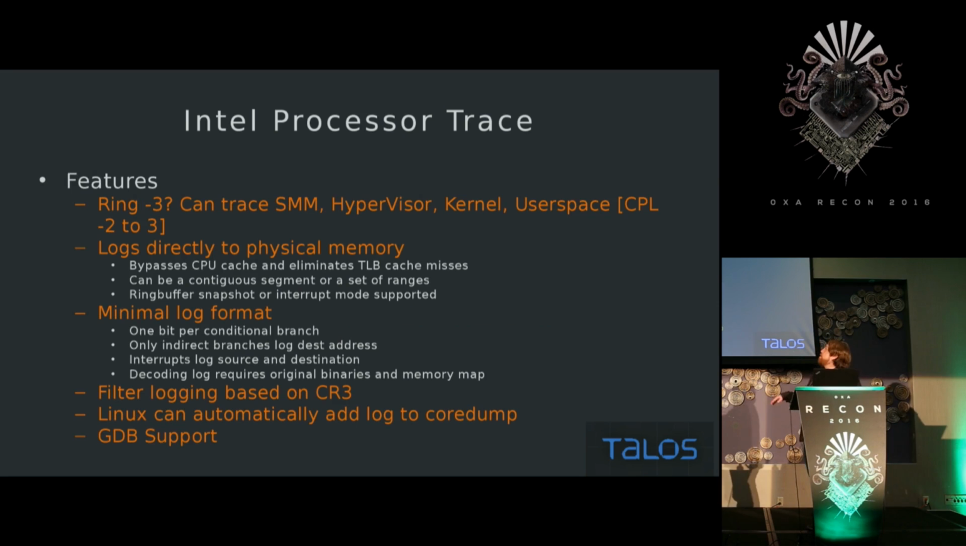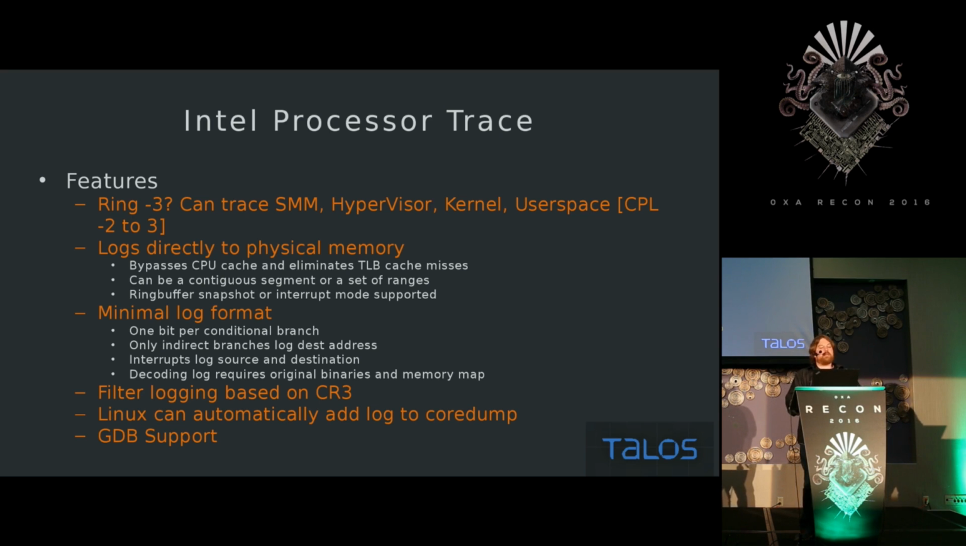As I mentioned, it can actually trace down into SMM if you have a digital certificate, so most of us won't have that access. But it is able to trace hypervisors and kernels and user space and do filtering based upon the CR3 page table of your choosing. It logs directly to physical memory through a linear address range, and in Skylake they added the ability to give it an array of pages or array of ranges, so you're able to have an arbitrarily large linear cache that doesn't have to be contiguous, which can be difficult to allocate.